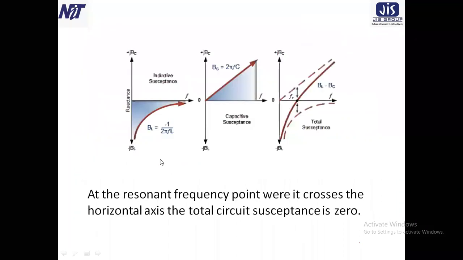Now at the resonant frequency point where it crosses the horizontal axis, the total circuit susceptance is 0. So this is the first one, inductive susceptance. This is capacitive susceptance, and this is the total susceptance, the vector sum of these two.